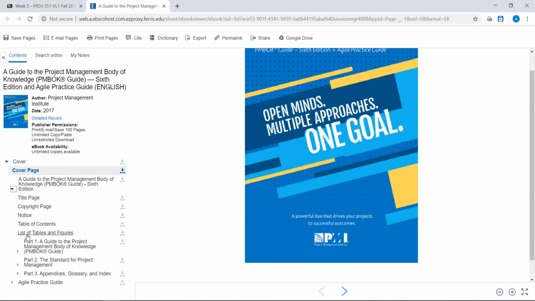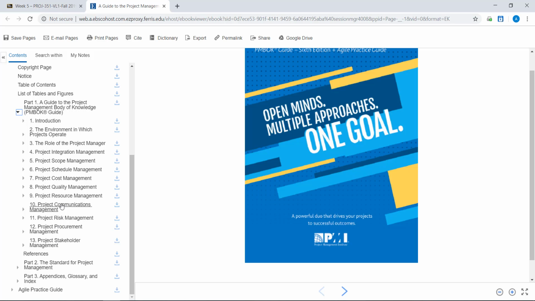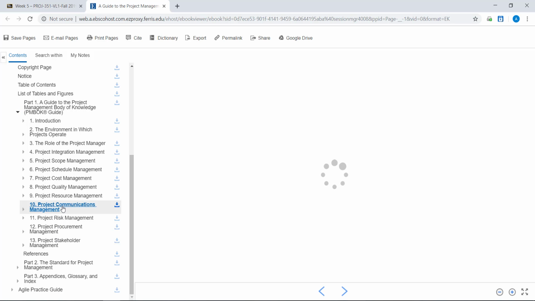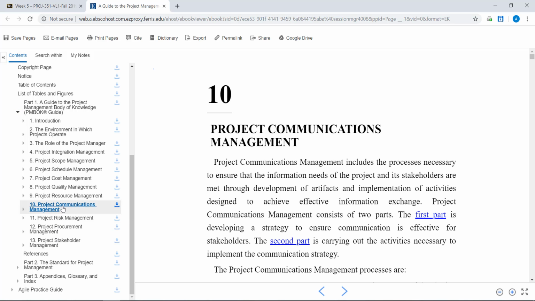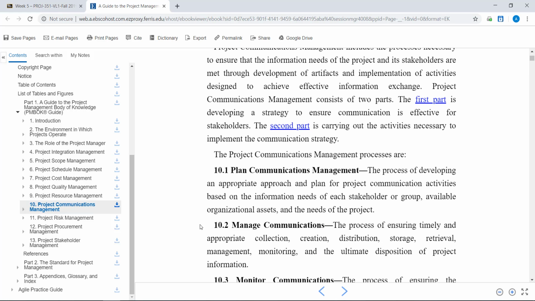You'll be reading Chapter 10 this week, Project Communication Management. I would like you to read all of Chapter 10, but there are a few areas I would like you to focus on. First, I think the introduction portion of the chapter provides some good information.